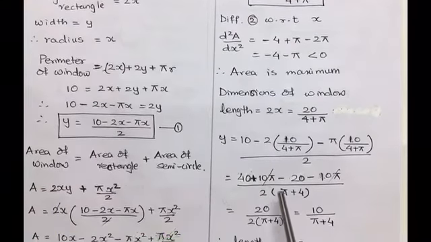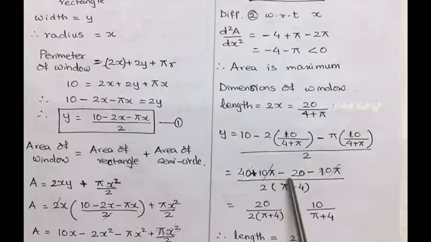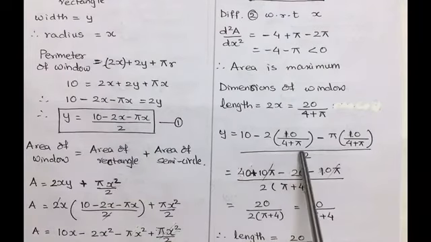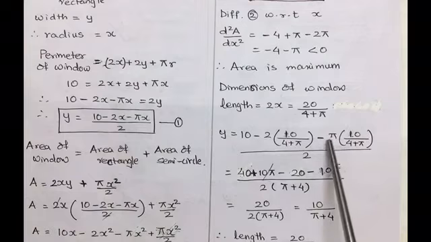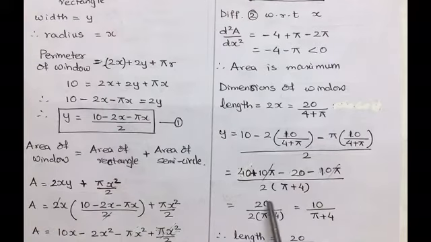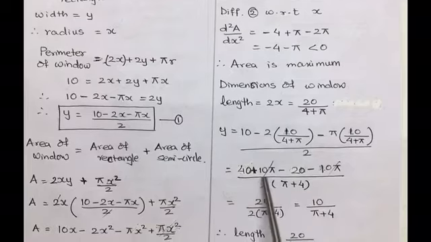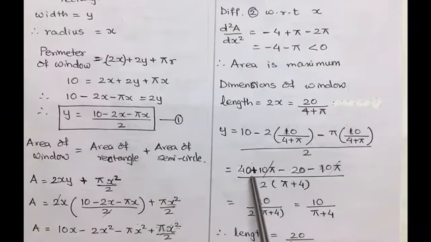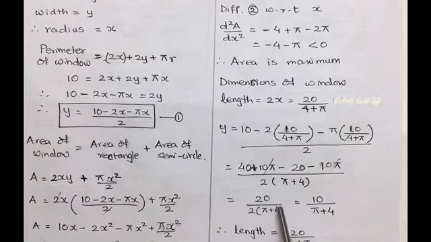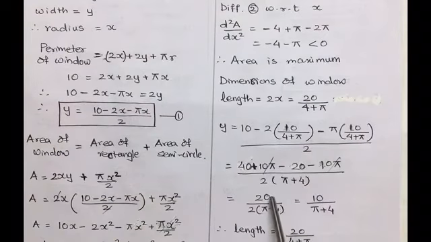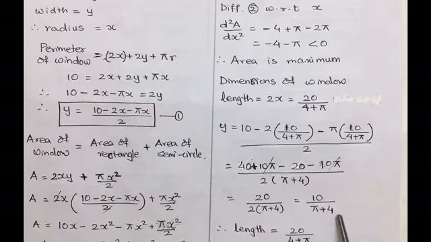Multiplication will give 40 plus 10 pi minus 20 minus 10 pi, whole divided by, it comes down, pi plus 4 comes down, so it becomes 2 into pi plus 4. 10 pi and minus 10 pi get cancelled. 40 minus 20 will give 20 divided by 2 pi plus 4. 2 and 20 cancellation gives 10 upon pi plus 4.